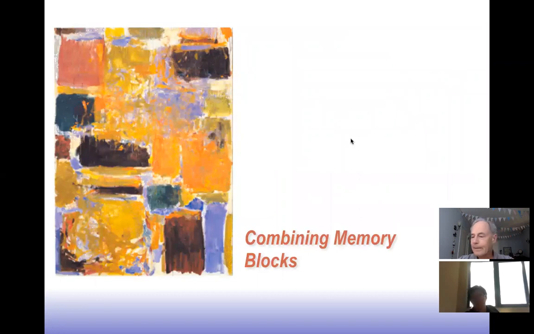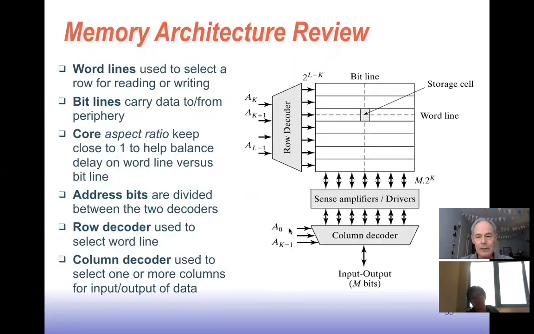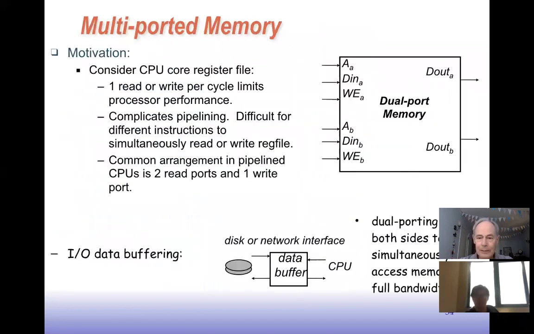Okay, so the next thing I want to talk about is what we can do to combine memory blocks, right? What I showed you previously with this memory architecture, you can think of as a building block. It's hard to build a very large memory this way, because if we had a really large memory, like 1,000,000 bits, this cell array would get so big that we would have a lot of delay on the word line and the bit line. So we want to partition a bigger memory into smaller memory blocks, and then combine those with multiplexers and other things. I'm going to show you how we would typically do that.